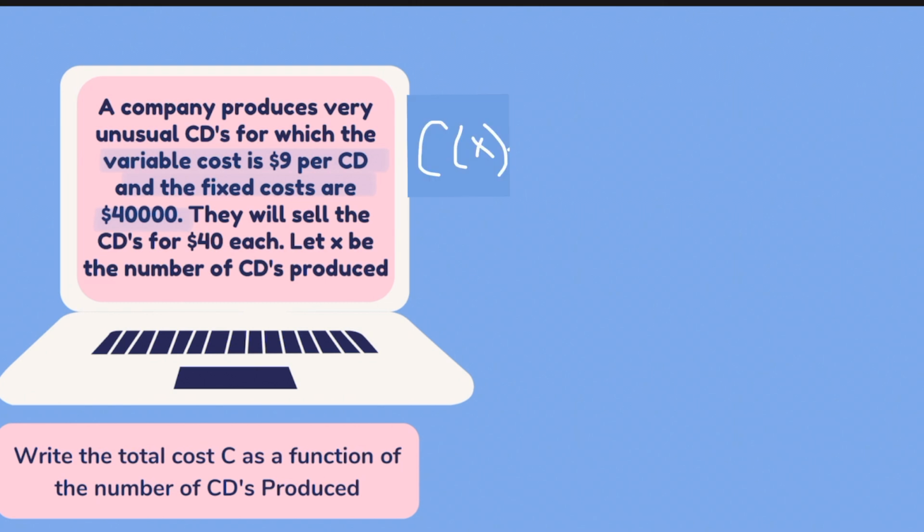So we need to write our cost as a function. Our variable cost is $9 per CD. So a variable cost explains exactly what we need. 9 should have a variable next to it, 9x. They also tell us there are fixed costs, which are an additional $40,000. So we need to add those two together. Our cost, which is C of x, equals 9x plus 40,000.